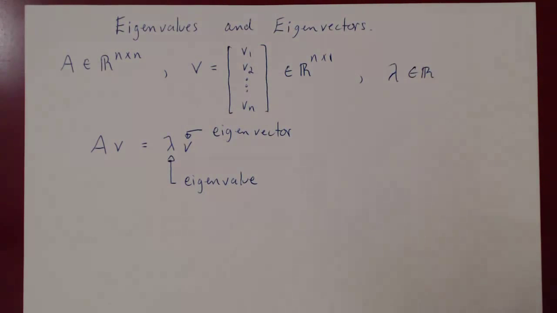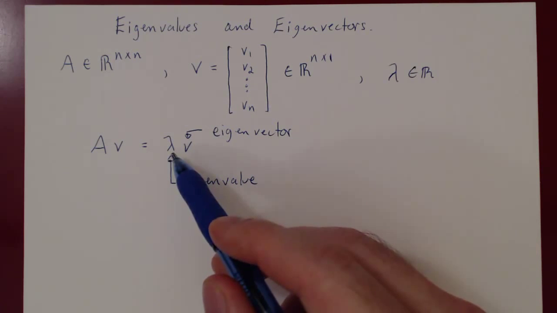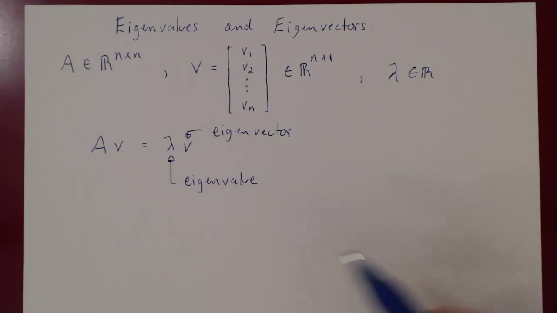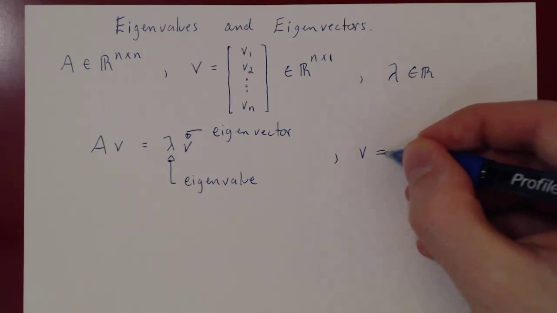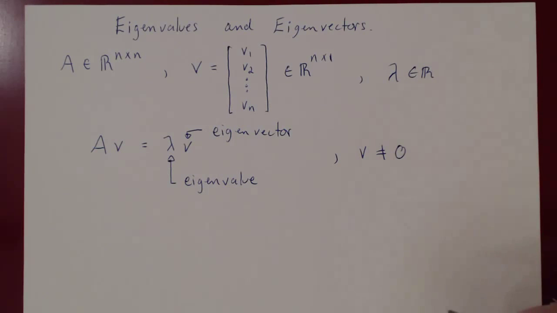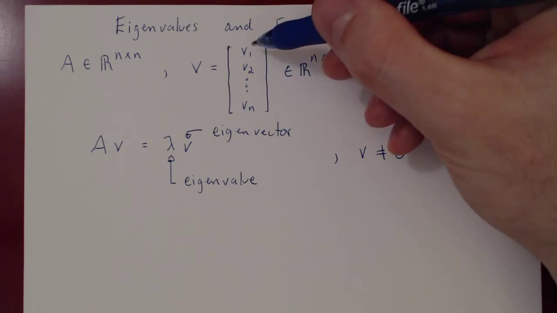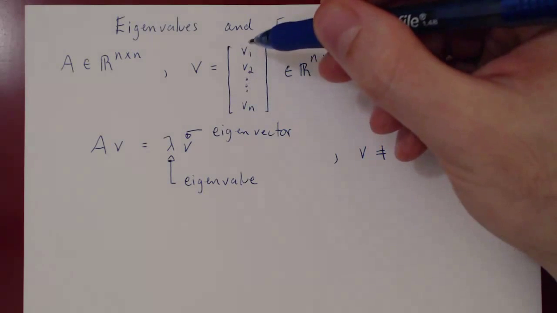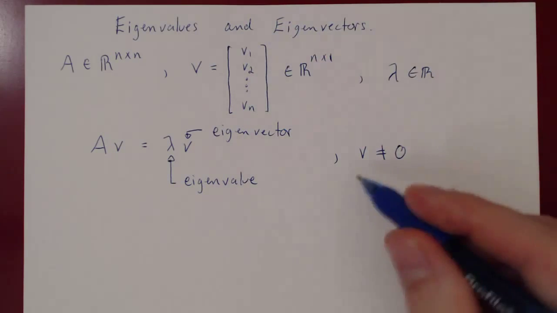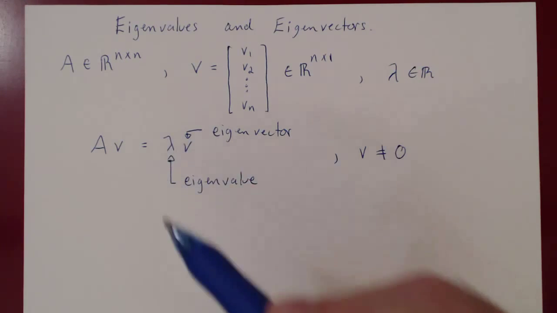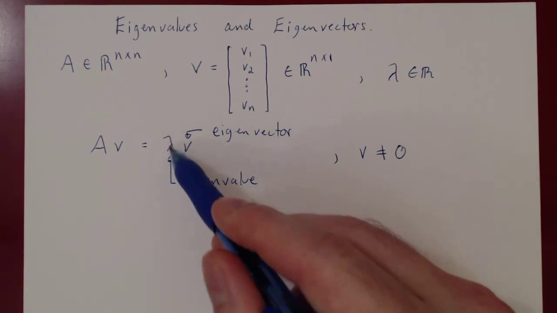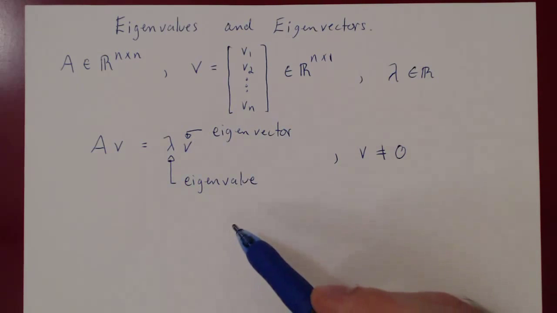So they go in pairs, right? For each eigenvalue, you'll have the corresponding eigenvector. One assumption about the eigenvector is it is not the zero column vector. So at least one of the entries of the vector V is non-zero. So if there exists such a vector with this real number, we have an eigenvalue-eigenvector pair.